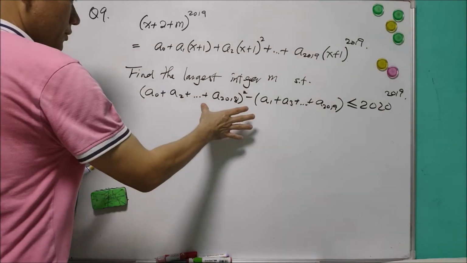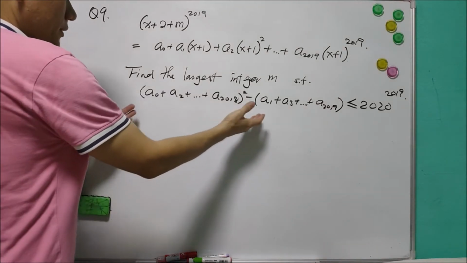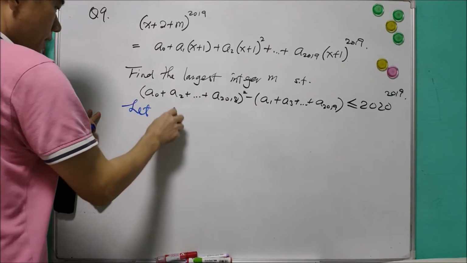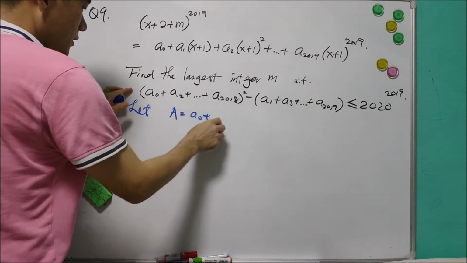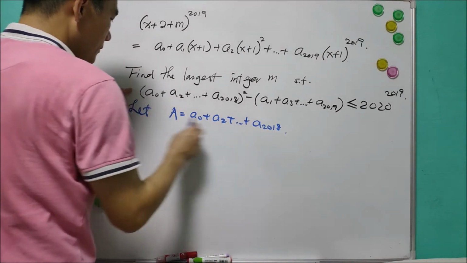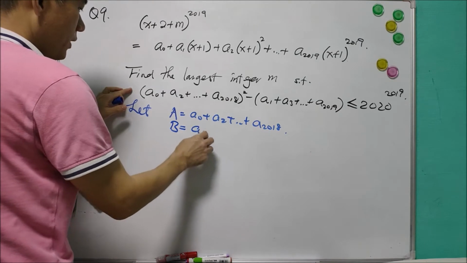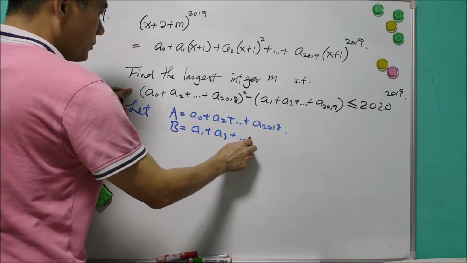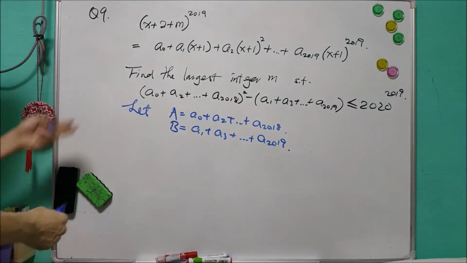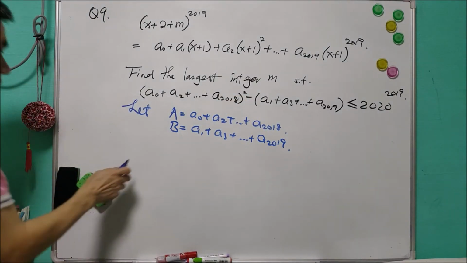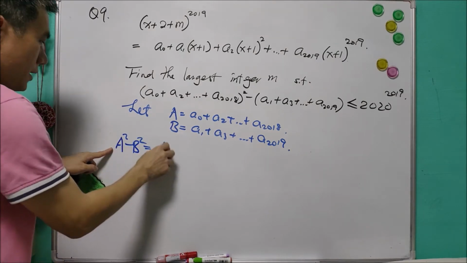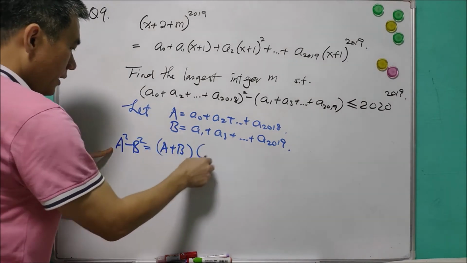First of all, we'll try to understand what the left-hand side of the inequality is. Let A be a0, a2, up to a2018, and B equal a1, a3, up to a2019. The left-hand side of the inequality is A squared minus B squared. That is (A + B)(A - B).